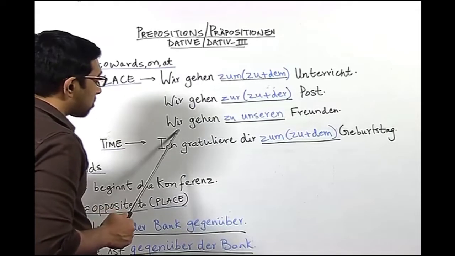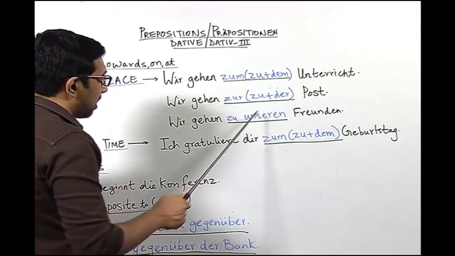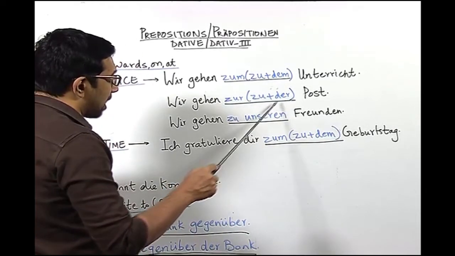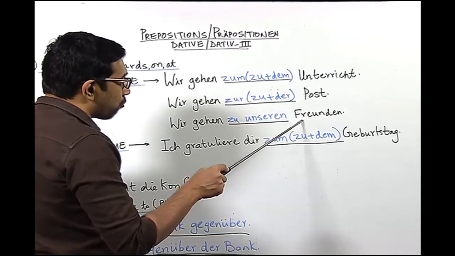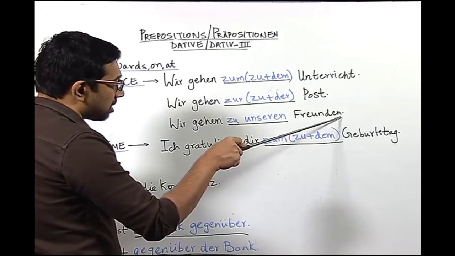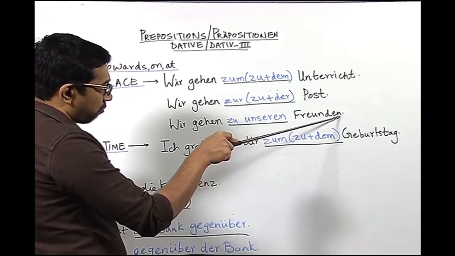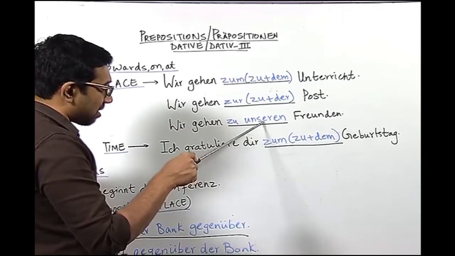Now, in this sentence, "wir gehen zu unseren Freunden", here we are not combining it with any article. We have the possessive article here, which is in dative. Freunden is the plural form of Freunde. Freunden is here in dative, as you can see from the ending n, which is for the dative plural, and the possessive article unsere becomes unseren.